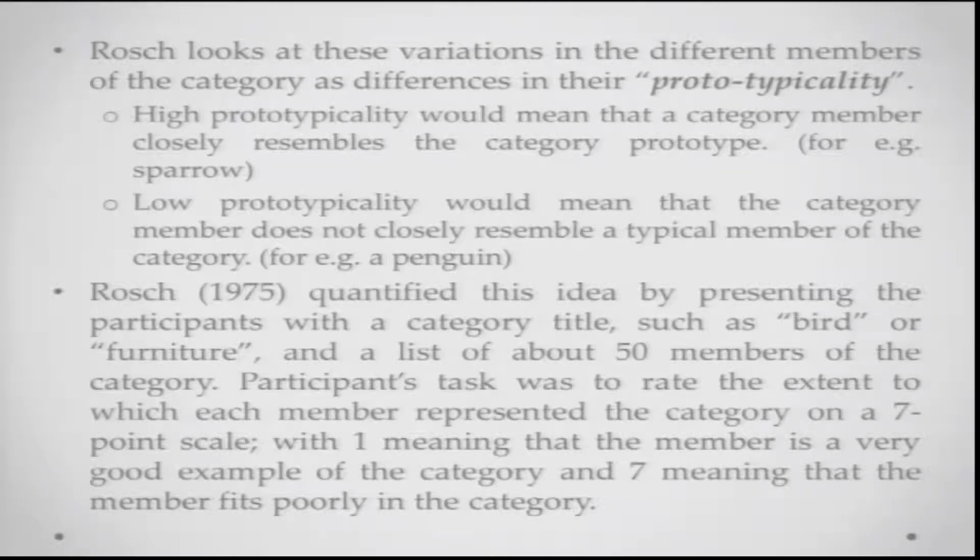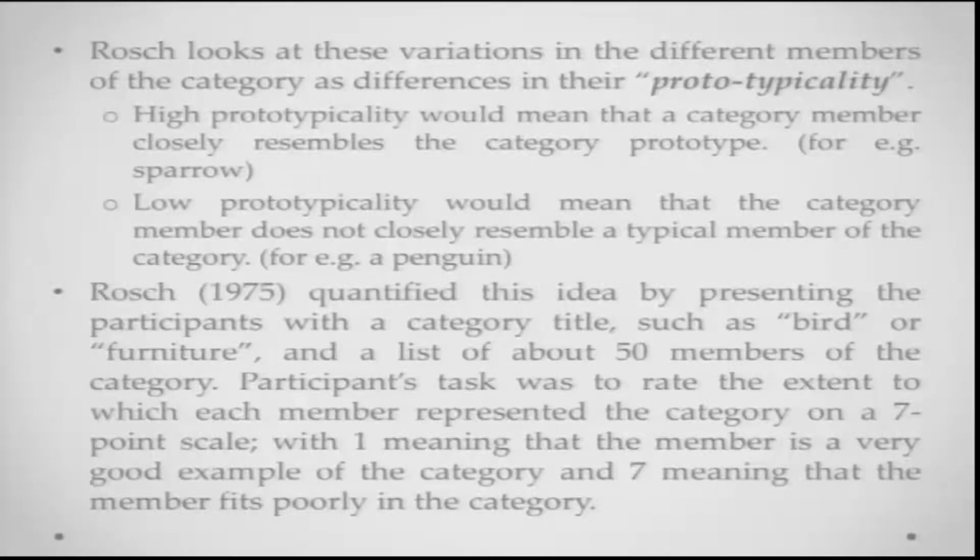So, Roche looks at the variations between the different members of a particular category, and she talks about these differences as differences in prototypicality. What are the differences in prototypicality? Some members of the group will be highly prototypical, they will be very close to the prototype, or some members will be slightly less prototypical. So, they will be slightly farther away from the prototype. However, both of these will conform within the definition of the group.